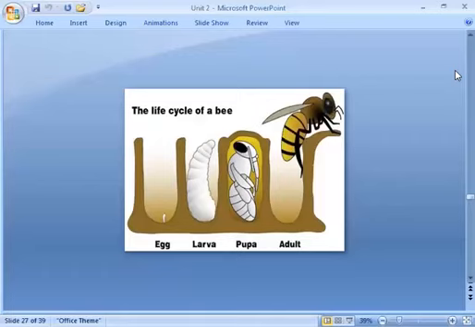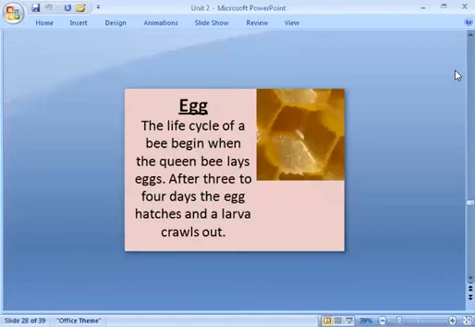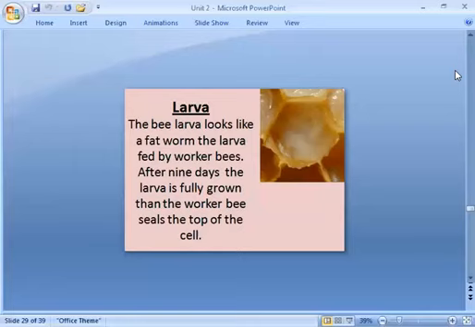Okay, the life cycle of bee has 4 stages: egg, larva, pupa, adult. Repeat with me: egg, larva, pupa, adult. Egg. The life cycle of bee begins when the queen bee lays egg. After 3 to 4 days, the egg hatches and a larva crawls out. Larva. The bee larva looks like a flatworm.